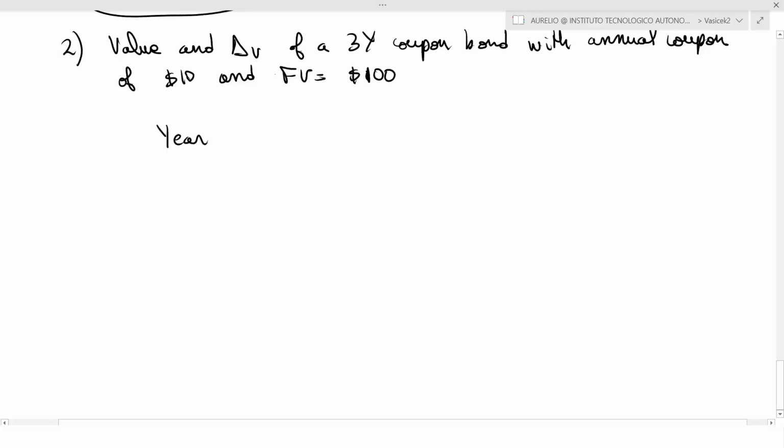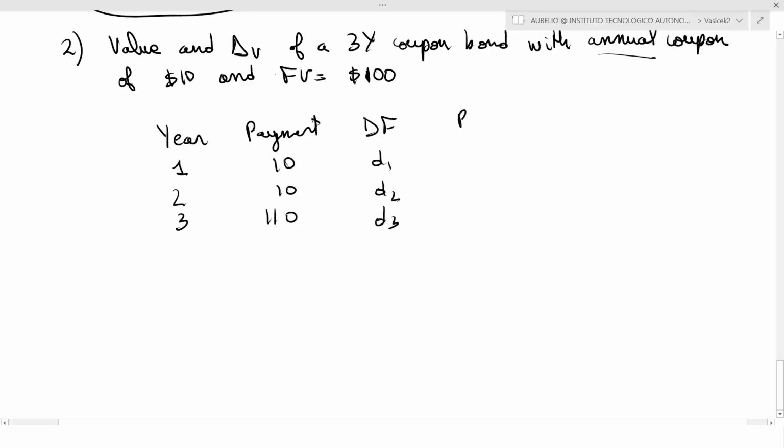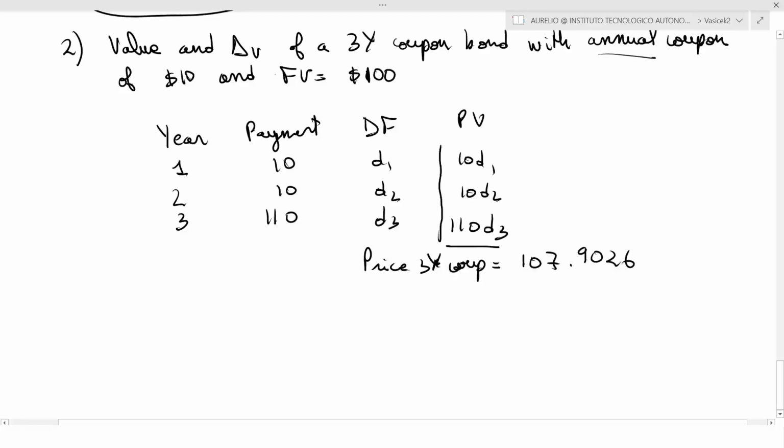The next question that we're going to solve is what's the value and the delta dollar of a 3-year coupon bond that's going to pay annual coupons of $10 and is going to have a face value of 100. So this bond is going to pay in years 1, 2, and 3, and the payments are going to be 10, 10, and 110. So if we have the discount factors D1, D2, and D3, then the present value of each one of these payments is going to be 10 D1, 10 D2, and 110 D3. So this means that the price of this 3-year coupon bond is going to be equal to 107.9026.